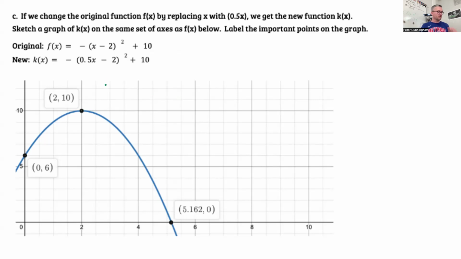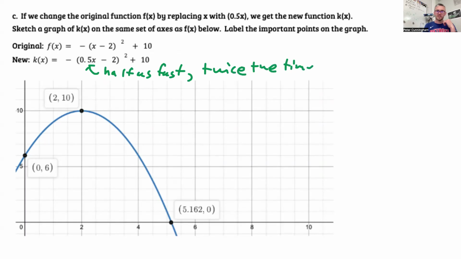Okay, so let's look at what this is doing right now. This 0.5, what is that going to do? That's going to make everything that's happening happen half as fast. So half the speed essentially means it's going to take twice the time. Something that previously took 2 on the x-axis to happen, now it's going to take 4 on the x-axis.